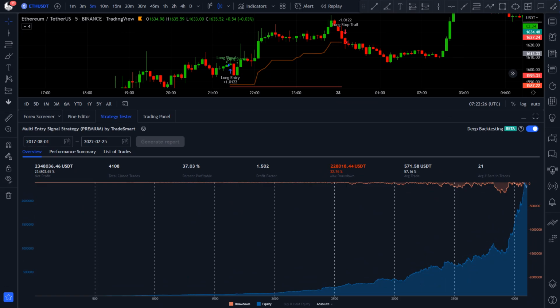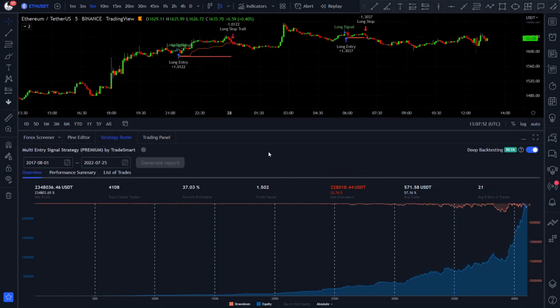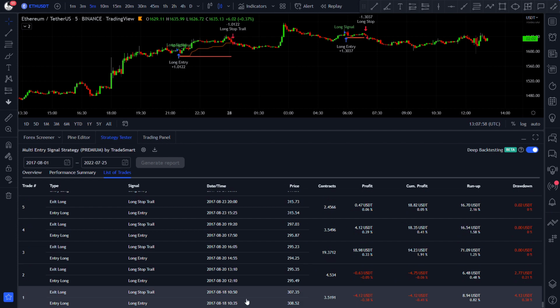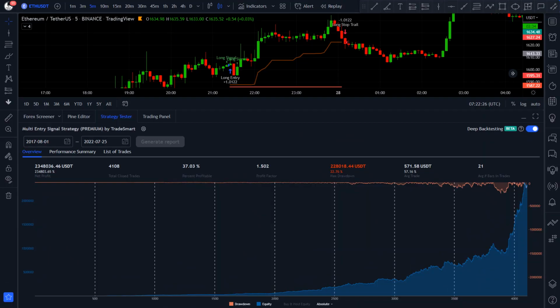Here you can see the results. We will talk about this in a minute, but first let's see when the very first trade occurred. If we switch to the list of trades tab and scroll down until the bottom, we can find the very first trade, which occurred on the 18th of August 2017. Back to the results. Well, I don't think you've seen anything like this before.